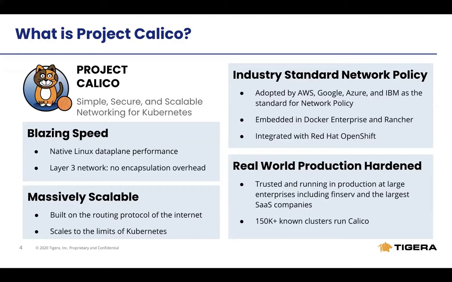So regardless of what platform or Kubernetes solution you use, whether it is on-prem or cloud-based, managed or not, Calico is an option for you, and it's been used with various platforms across the globe. Of course, we're proven with real-world production workloads today. It's been trusted and running in production at large enterprises, financial services, SaaS, medical, healthcare, you name it. And we're aware of more than 150,000 known clusters out there that are using Calico today, with thousands and thousands of nodes.